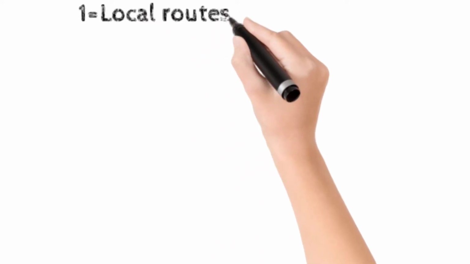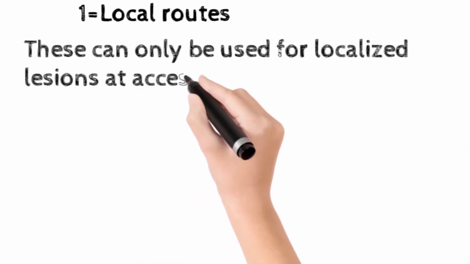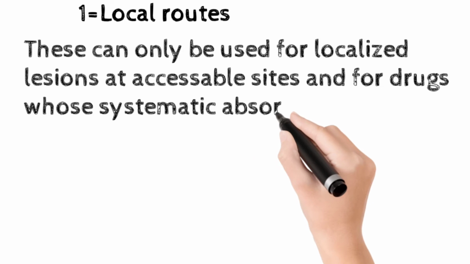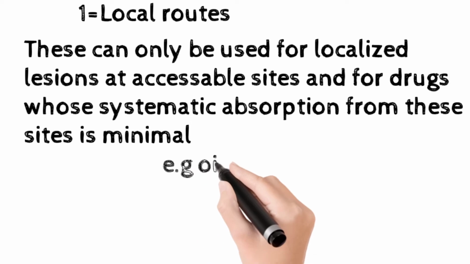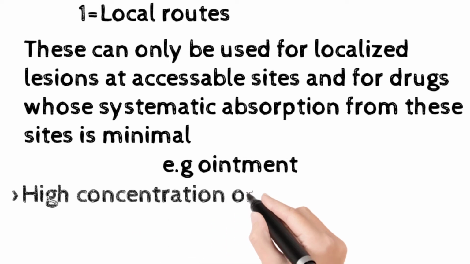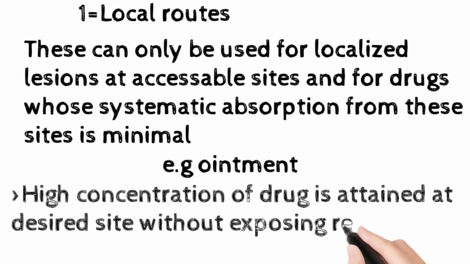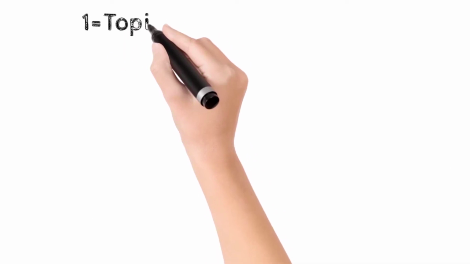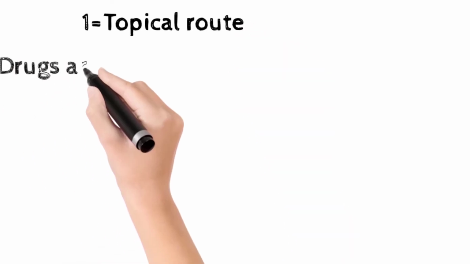Now come to the detail of routes of administration. First are the local routes. These local routes can only be used for localized action at an accessible site for the drug, with minimal involvement of the other body systems. For example, in the local route, ointment. Here through the local route the concentration of drug is attained at the required site without exposing the whole body. Now in the local route, first is the topical route.